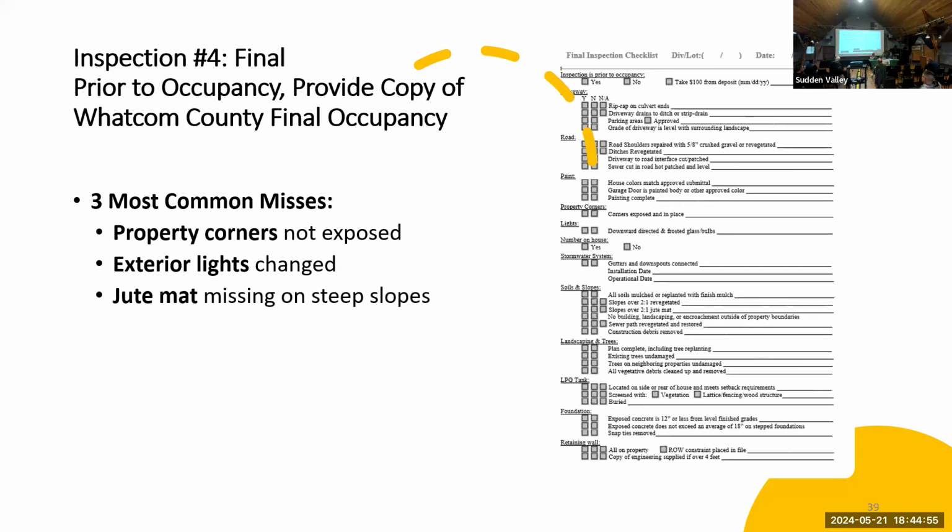And then having jute mat missing on steep slopes. So we'll find you've got your finished mulch down, you've got your planting in place, but there's slopes that are 50% or more, and you have to scrape off your bark or mulch, pin some jute mat, and then put it all back on, right? So it's an extra step.